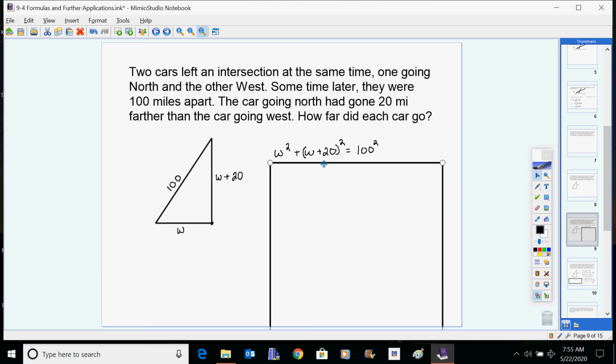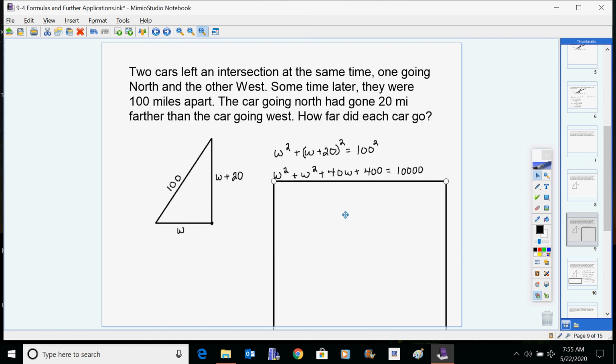Now we're supposed to solve for w, so we have to do some work here. You've got to go ahead and square w plus 20. You might want to do that out on the side, maybe not. Maybe you're good at binomial squared by now, but w times w is w squared. 20w twice gives you 40w and 400 here. 100 squared gives you 10,000. Put your like terms together.